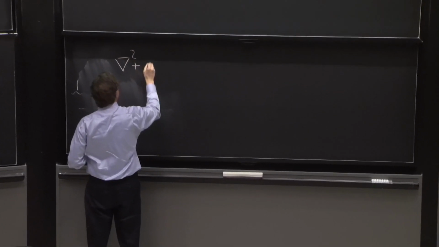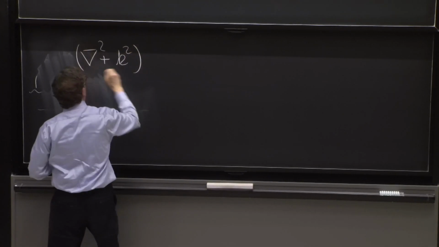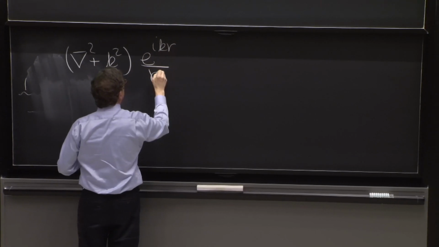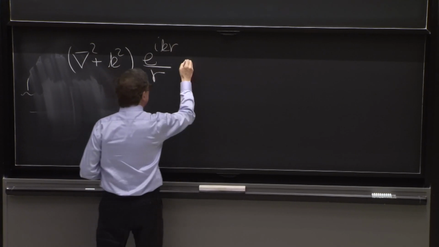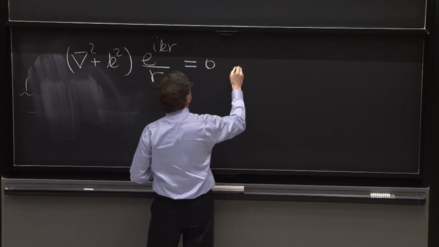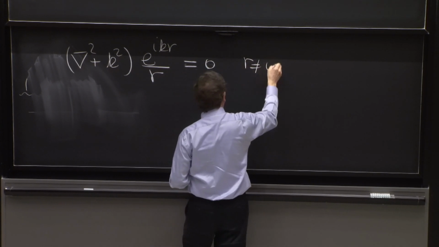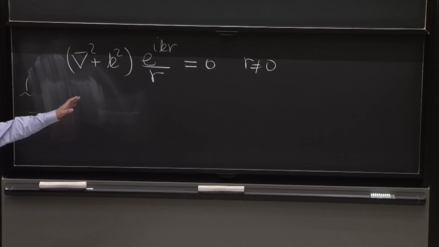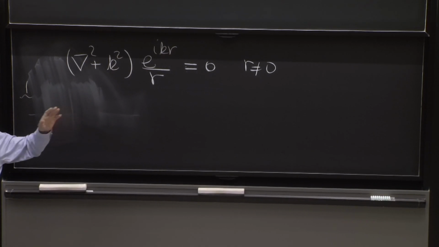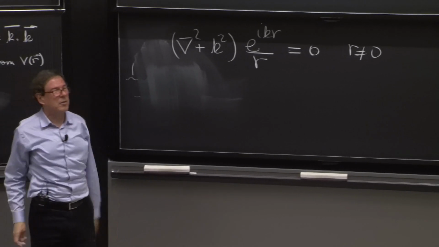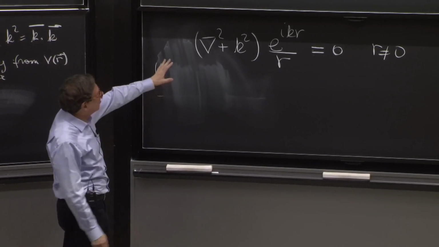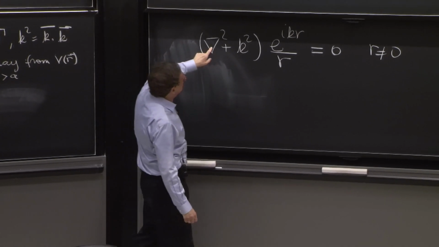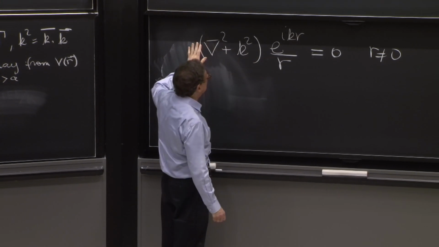The Laplacian plus k squared of e to the ikr over r is equal to 0 for r different from 0. This is a computation I think you have done before when you were studying the hermiticity of p squared. You ended up doing this kind of thing. This Laplacian produces a delta function at r equals 0.